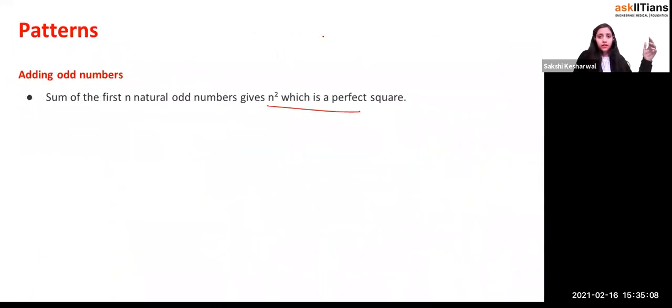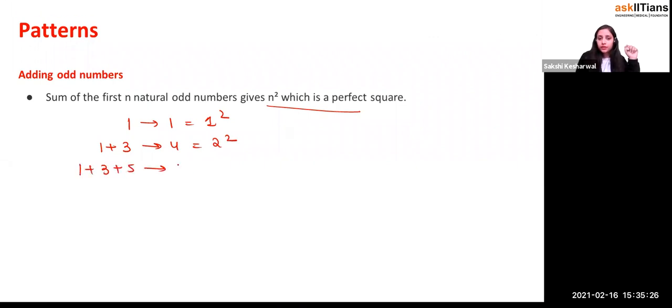See over here, if I'm going to add the odd numbers, right? So if I add first 1, 1 is written as 1 square. Now if I write 1 plus 3, the first two odd natural numbers, this equals 4, which is 2 square. Now if I write 1 plus 3 plus 5, which equals how much? 9. Can I write this as 3 square, right?